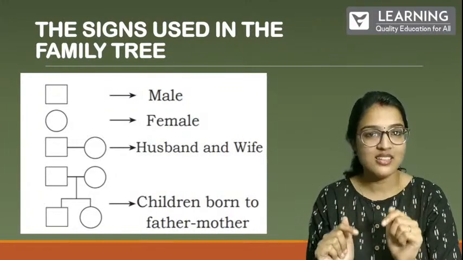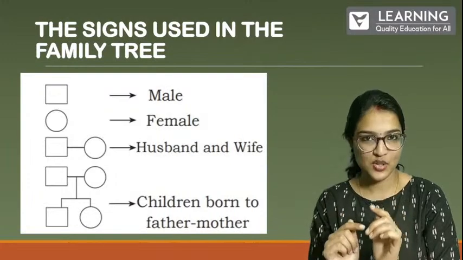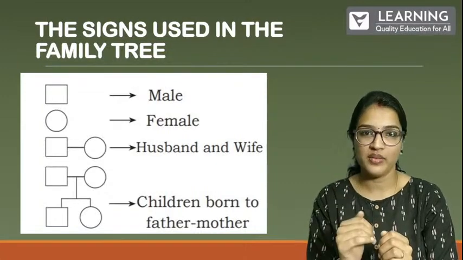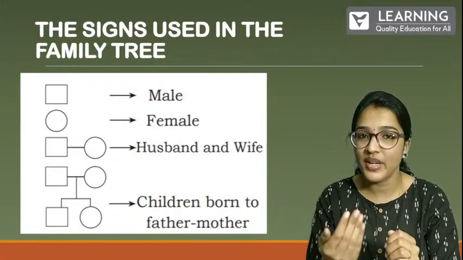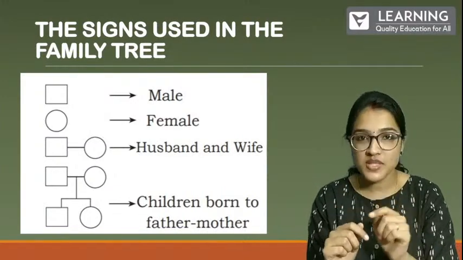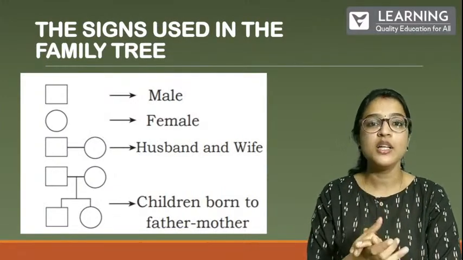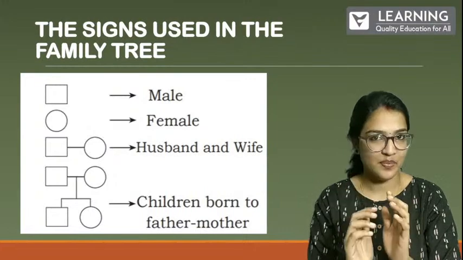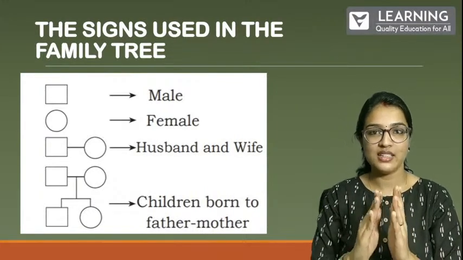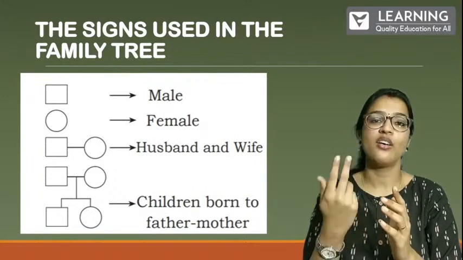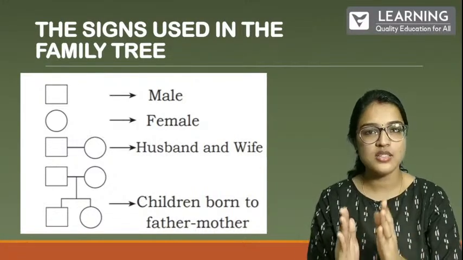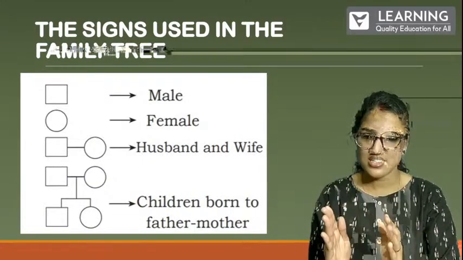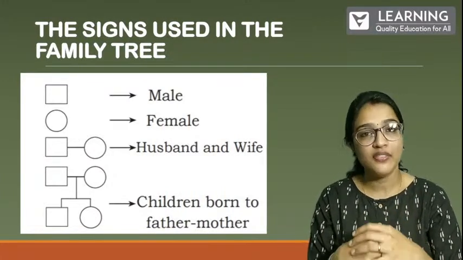Okay. In this itself, if the square box is drawn first, that means the first child is a boy. So it is an elder boy, okay, elder brother. We call it elder brother. If a girl comes first, that is the first child is a girl, then we have to draw a circle in the first place. That means elder sister. Okay. So that is how we will identify whether it is an elder child or a younger child. Whoever comes first will be elder and whoever comes second will be younger. Okay. So these are the signs which we use in the family tree.